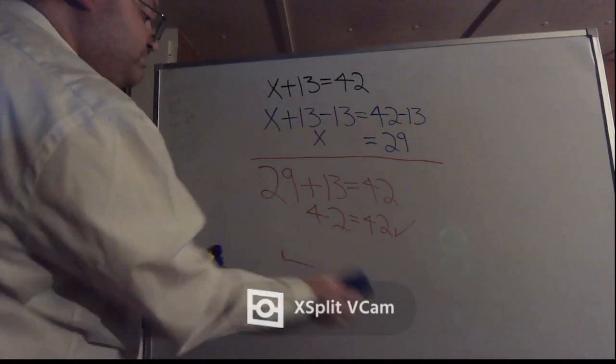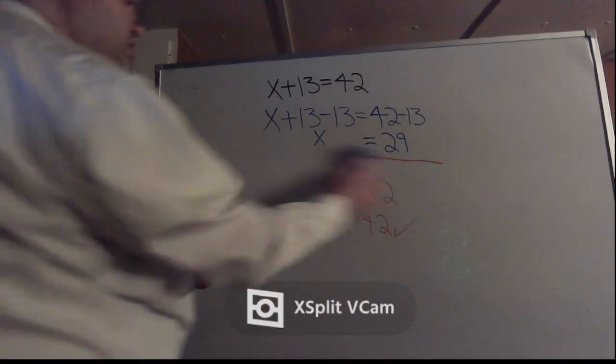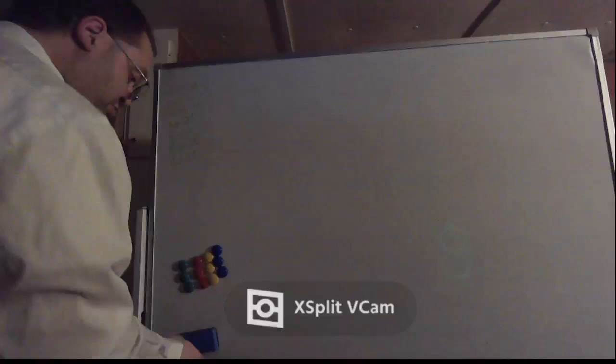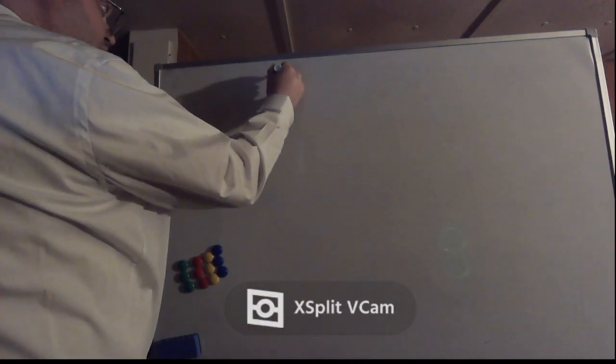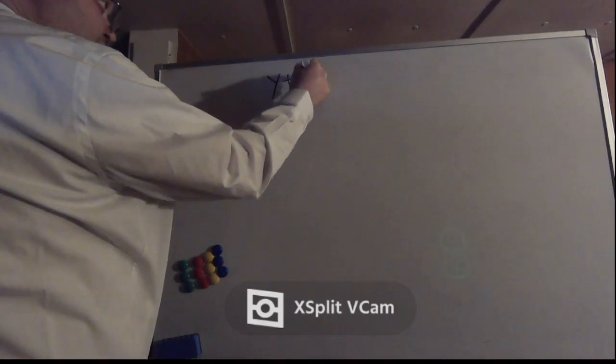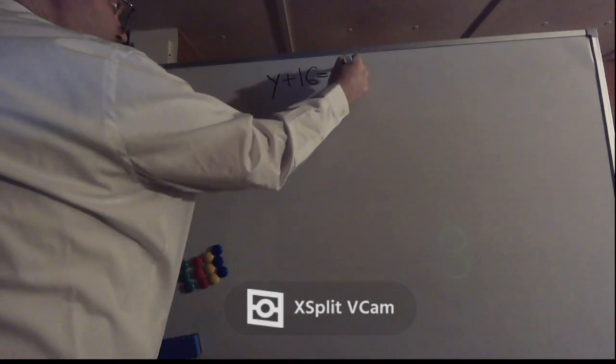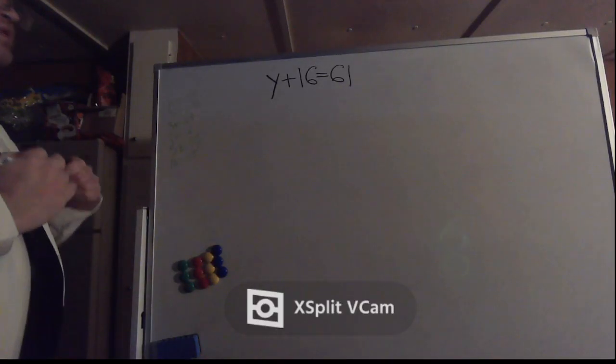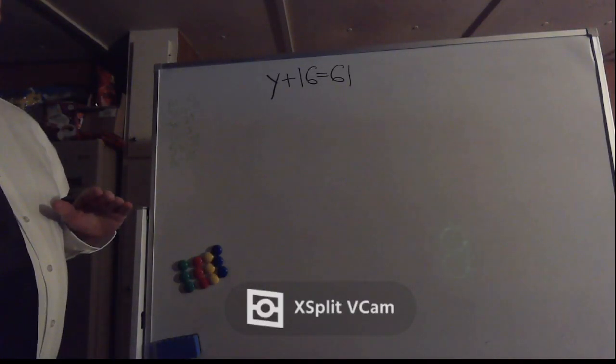All right. How about another one? We will do y plus 16 equals 61. Again, we want to get y by itself. So how are we going to do that?